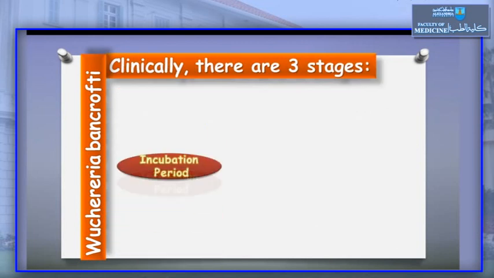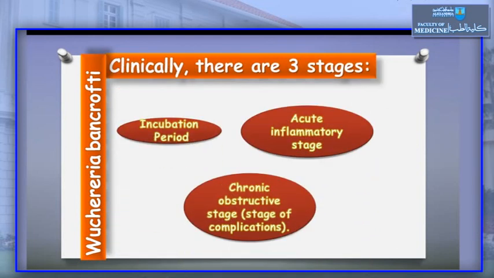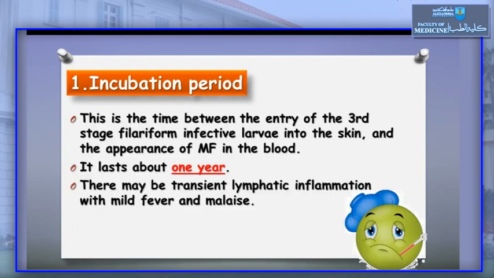Clinically, the disease is divided into 3 stages: the incubation period, the acute inflammatory stage, and the chronic obstructive complicated stage. Regarding the incubation period, it is the time between the entry of the third stage filariform infective larvae into the skin and the appearance of the microfilaria in the blood. It lasts about 1 year or a little bit more. There may be transient lymphatic inflammation with mild fever and malaise.